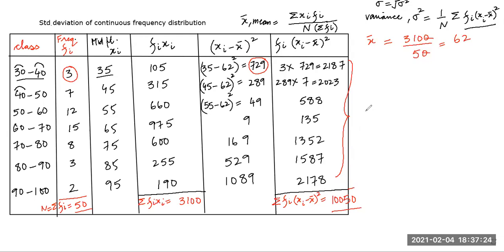So we have done this. Now we are proceeding to find out the variance. So students, the variance is represented by sigma square. The formula is given here. Summation fi (xi minus x bar) whole square, already we know that is 10050.